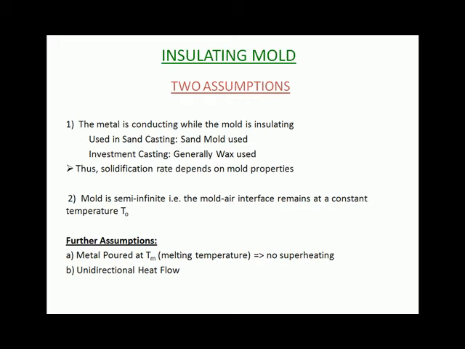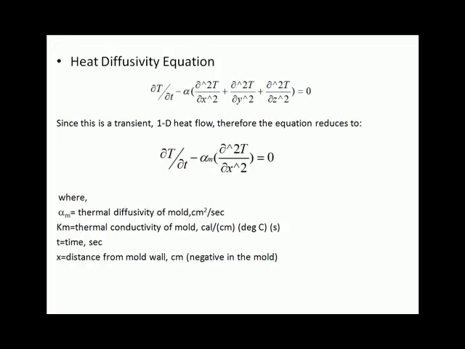The second assumption here is that the mold is semi-infinite, that is, it is infinite in one direction, which implies that the mold-air interface will remain at a constant temperature T0, which is the ambient temperature. Further assumptions here are that the metal is poured at Tm, which is the melting temperature, and there is no superheating. And the second assumption is that the heat flow is unidirectional.